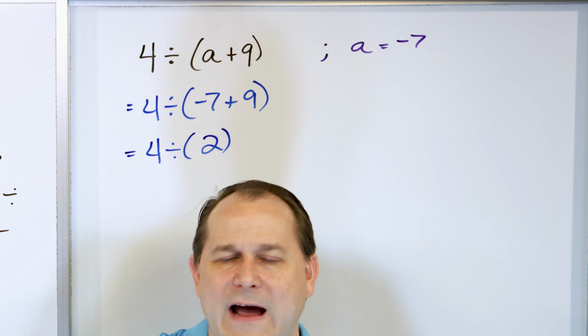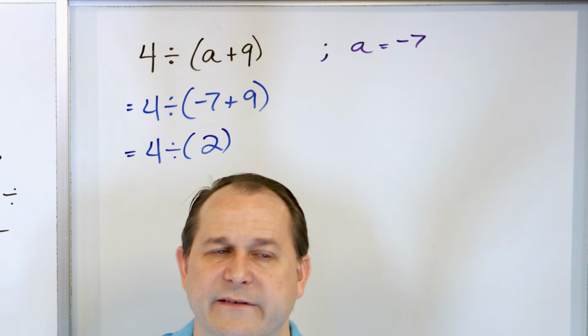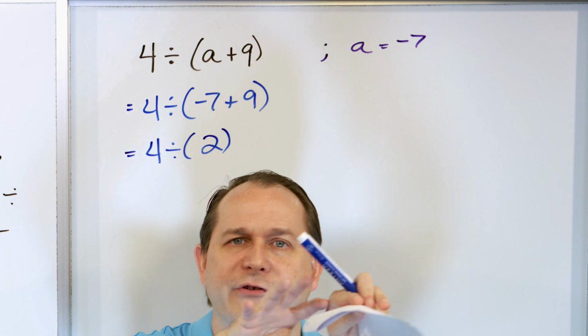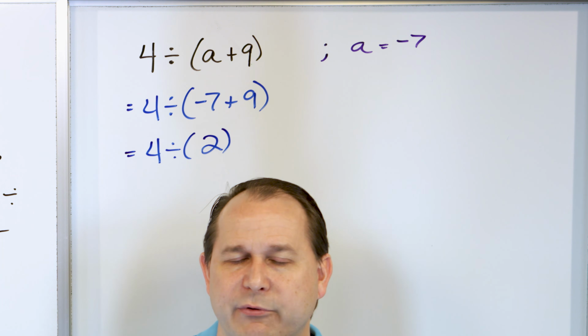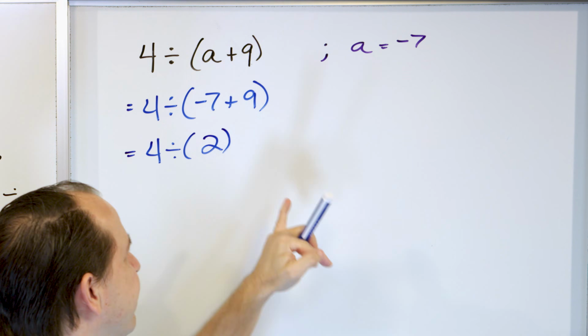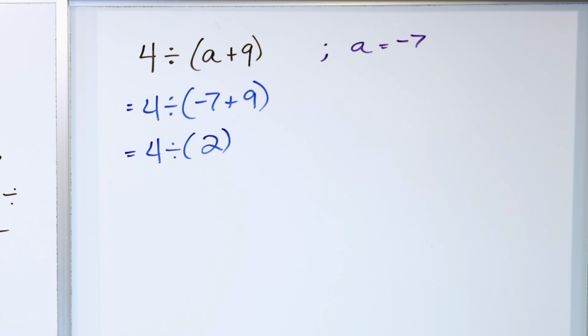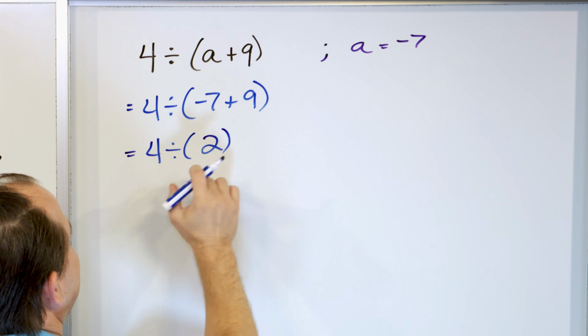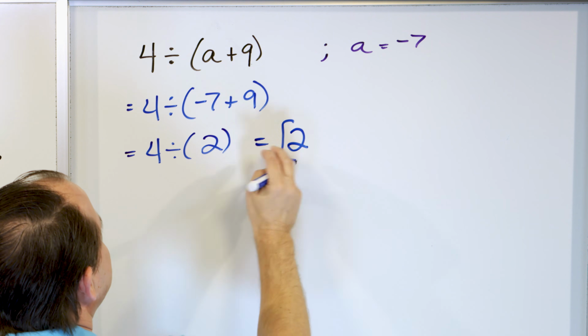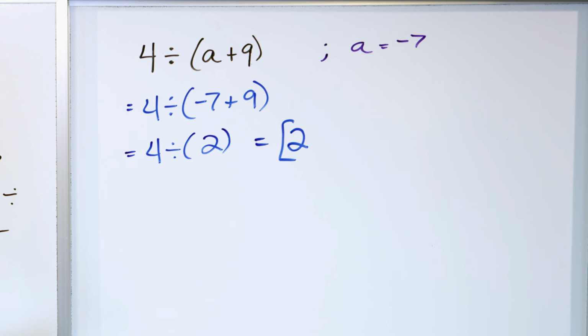Basically, when you add negative and positive, when the signs are different for the integers and you're adding them together, just subtract the numbers as usual, and the sign of the answer just goes with whichever one has a larger absolute value, so it's positive. And then finally we have 4 divided by 2, which is 2, and these are both positive, so the answer also is positive.